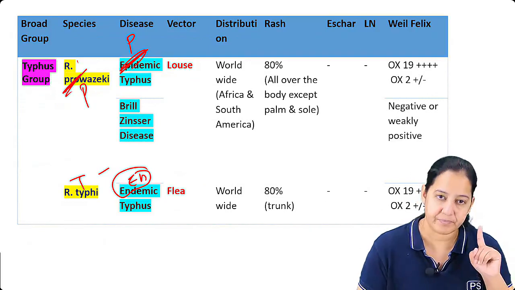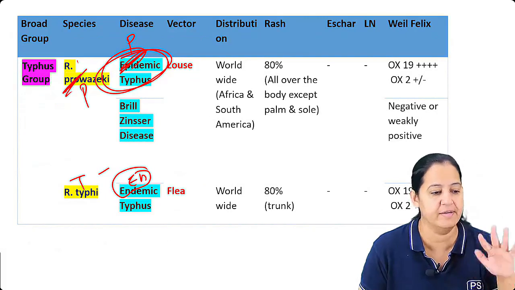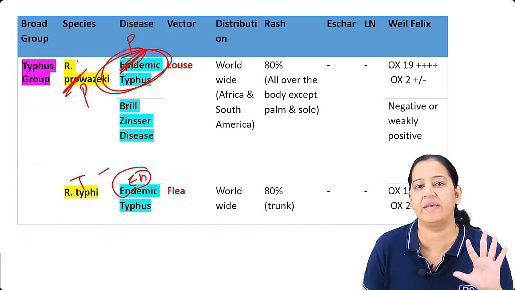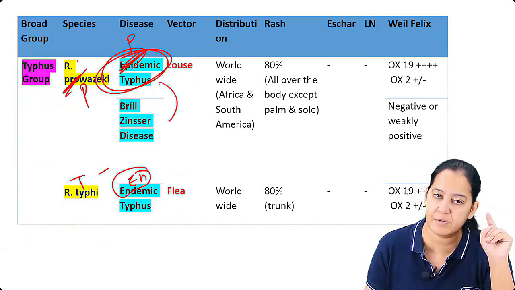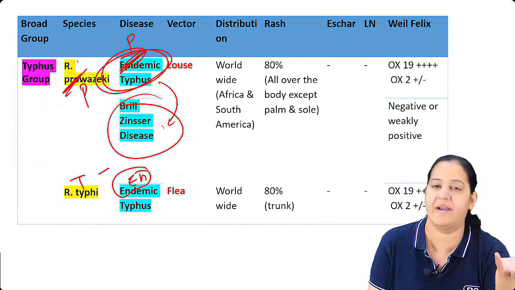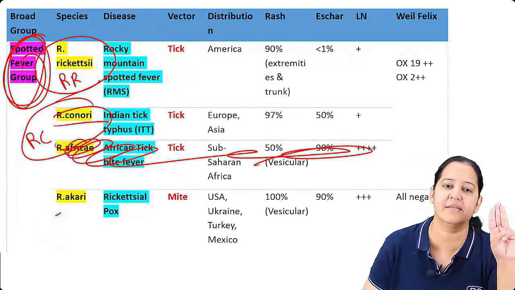Epidemic typhus sometimes becomes latent for years and years, and after that it becomes reactivated. That is known as Brill-Zinsser disease. So basically, it is the latent version of epidemic typhus only. It's not a separate disease. Now coming to the remaining 3 diseases, the spotted group.